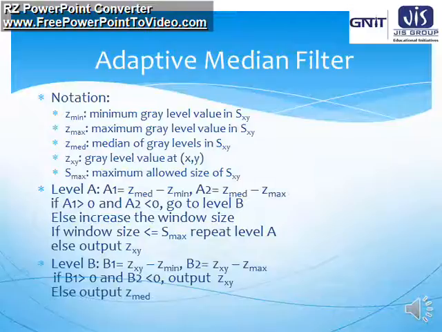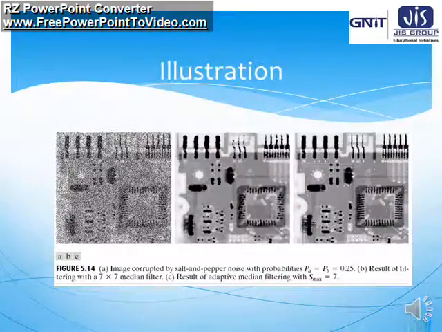So hope it is clear to you. We should move forward to the next slide, which has some more illustrations. So this is another example. The first image is obviously a corrupted image, corrupted using salt and pepper noise with probability PA equals PB equals 0.25. The middle image is the result of filtering with a 7x7 median filter, and the last image is the result of adaptive median filtering with S max equal to 7.